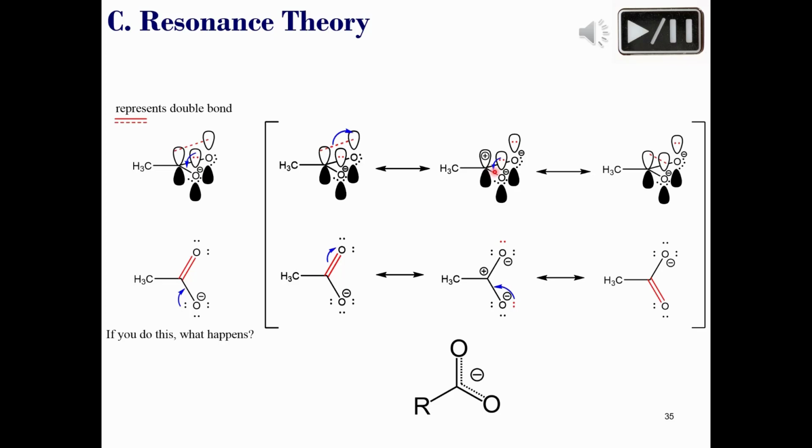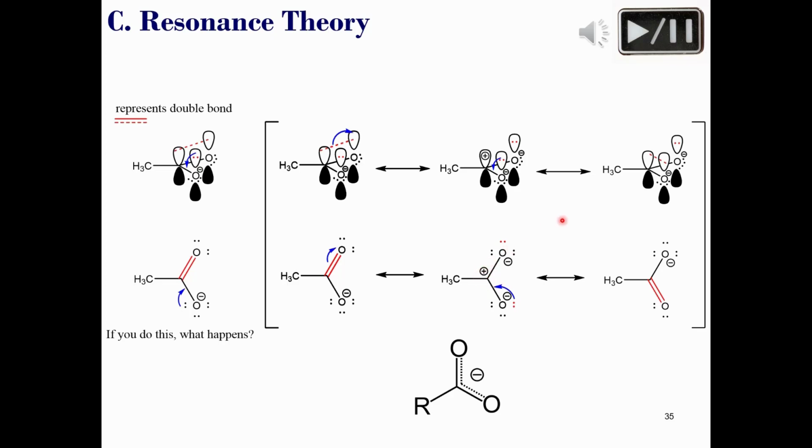The middle resonance structure is a minor resonance contributor because we separated charge. Moreover, note how the carbon no longer has a complete octet. More stable resonance contributors are ones that have as many complete octets as possible around each atom.